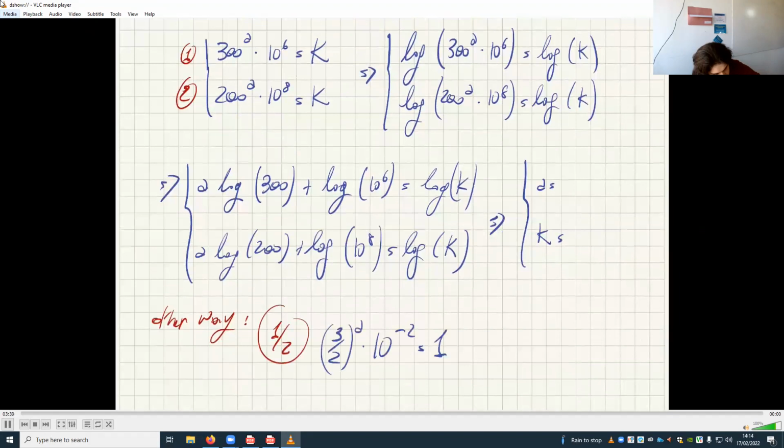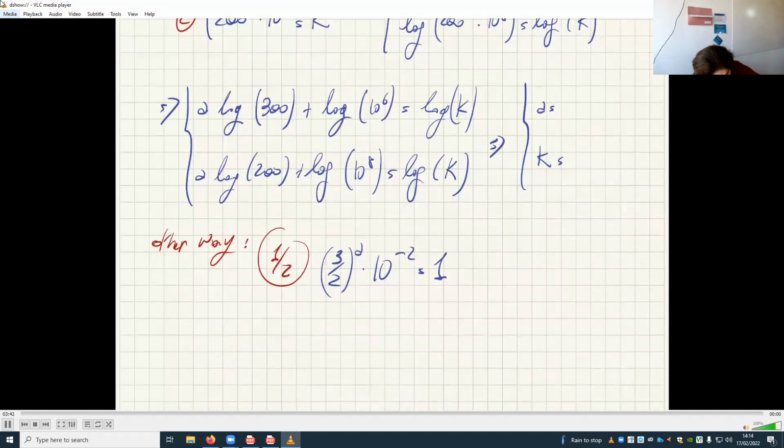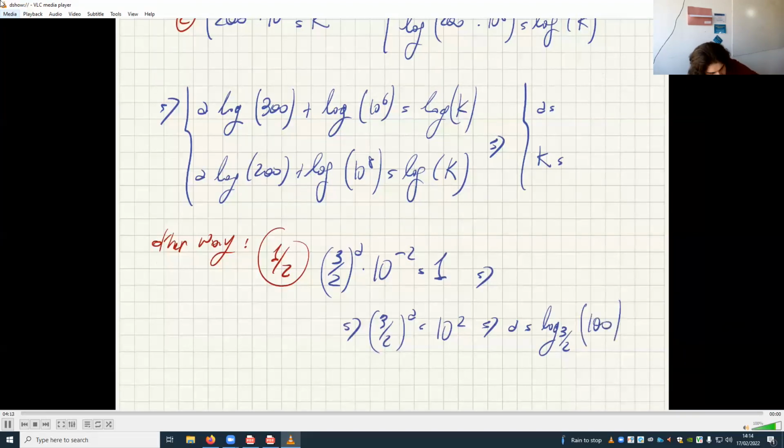And so from this, you get that 3 divided by 2 to the power of a is 1 over 10 to the power of 2, 10 to the power of minus 2, which is 10 to the power of 2, basically. Let's put this here, 10 to the power of 2. And so finally, a equals the log in base 3 halves of 10 to the power of 100.